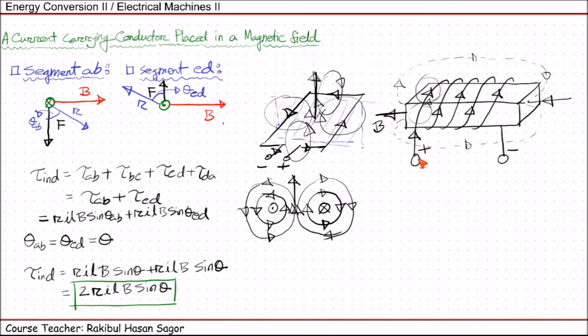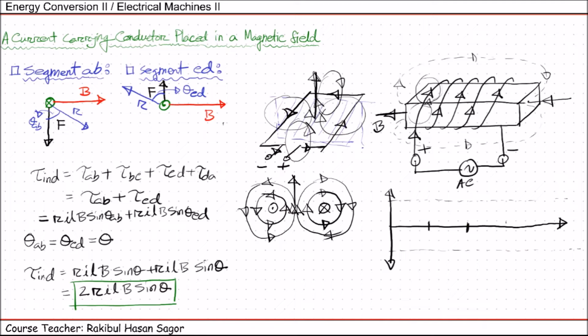Now what will happen if we provide an AC supply instead of DC supply here? So if we provide an AC supply here, what will happen? The nature of AC current will look like this. If we plot the AC current, this is the positive maximum, this is the negative maximum, then the wave shape will look like this. This is the sinusoidal wave.